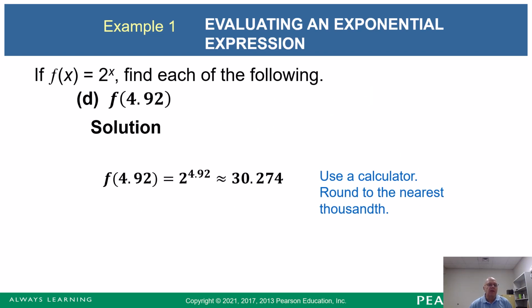Next, you'll have to use your calculator for this. There's no way of getting around this, really. We just take 2 to the 4.92, and you have to use your calculator. 2, use the caret, put 4.92, hit enter, and there's your result, to the nearest thousandth, that is. If you actually look on your calculator, you should see a bunch of other decimal places.